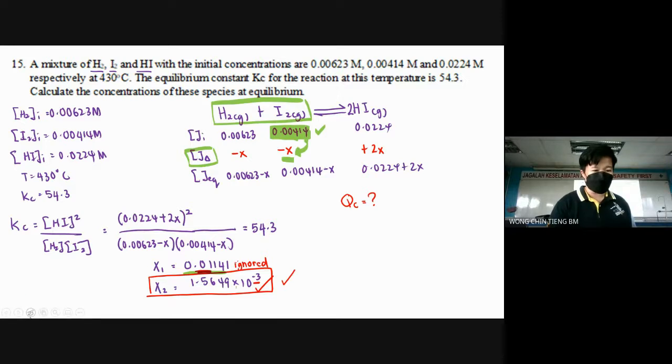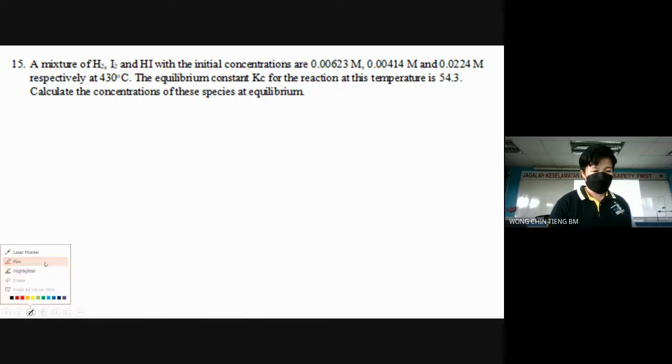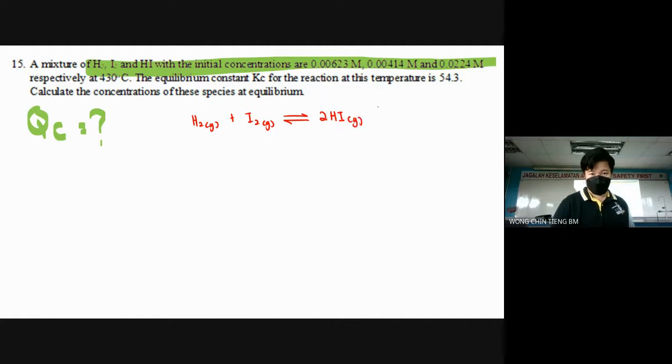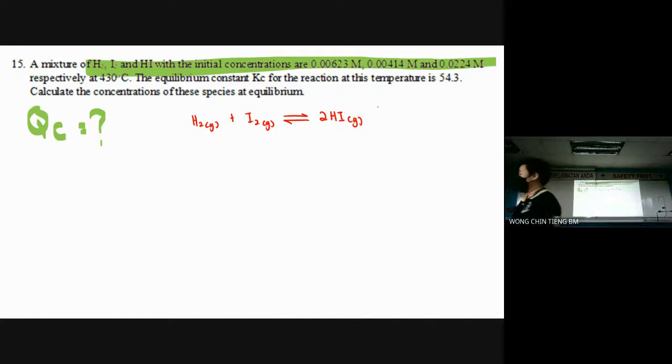Alright, X kita dah selesai. Settlekan X kamu. I want change to this question. I want QC. Guna equation yang sama. Formation of HI. Saya nak tahu QC saya lebih besar atau lebih kecil daripada KC. Saya pun tak kira lagi.